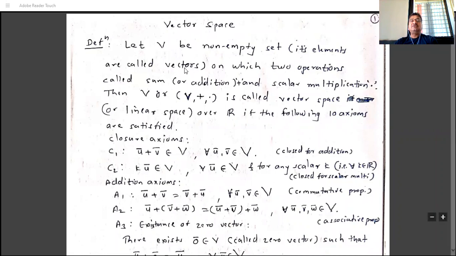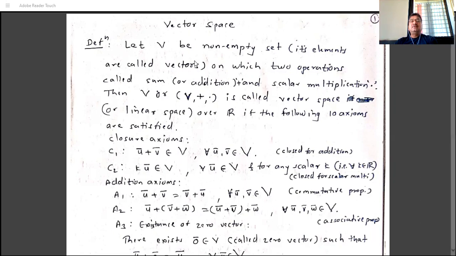This is not the definition of this vector. Just the elements of a vector space are called vectors. It does not mean the quantity having magnitude and direction. Just the elements of a vector space are called vectors in this subject.